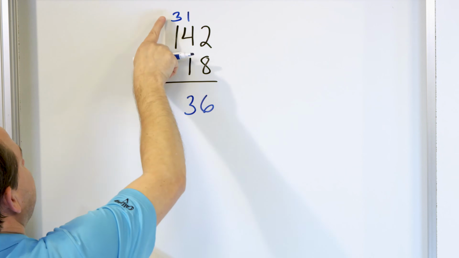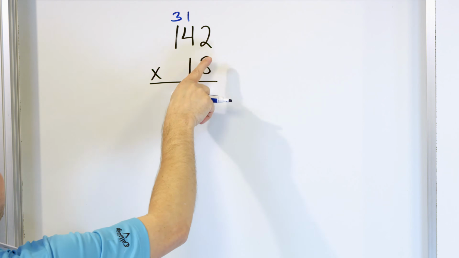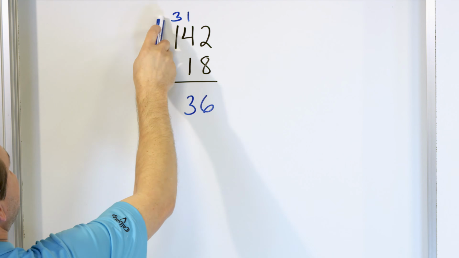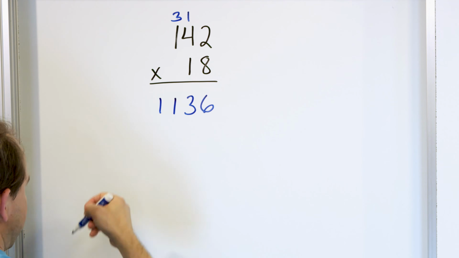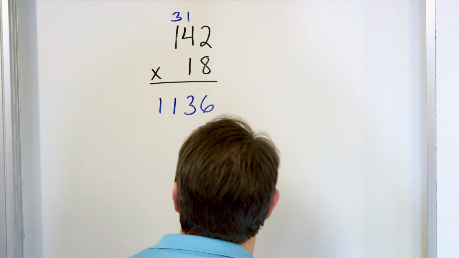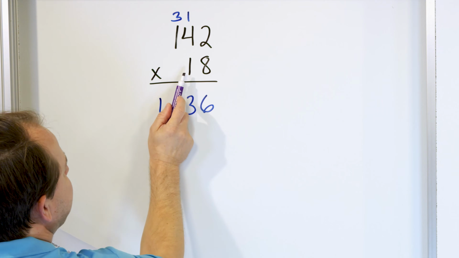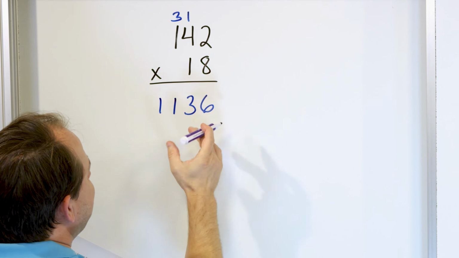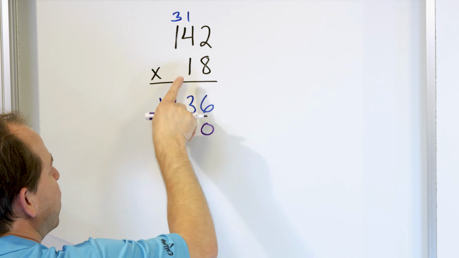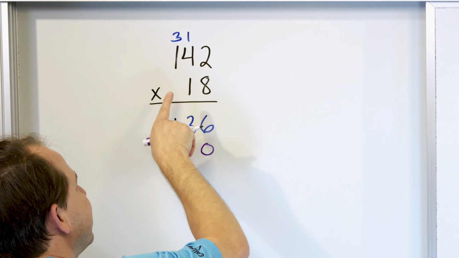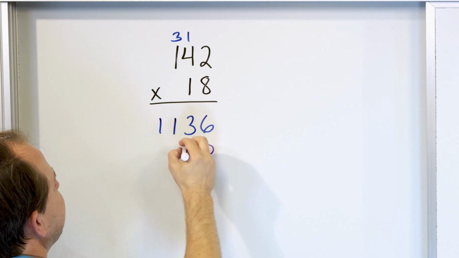Then we have 8 times 1 is 8. Then 9, 10, 11, so we put the 11 down here. Let me switch colors. And now when we go to multiplying times the 1, we have to drop a 0 in here. I'll come back and explain why we're doing the 0 in just a moment, but for now, let's continue. 1 times 2 is 2.